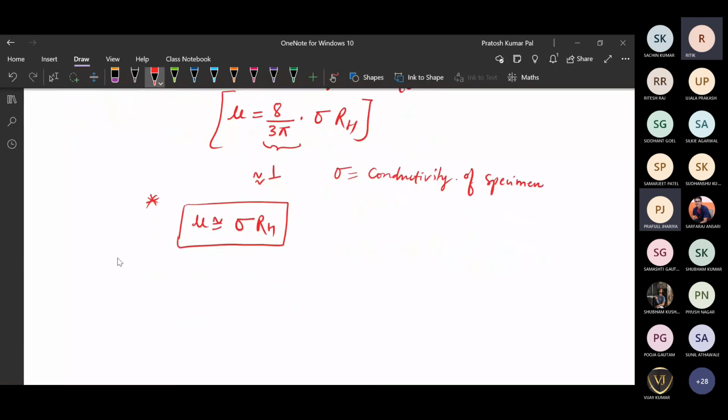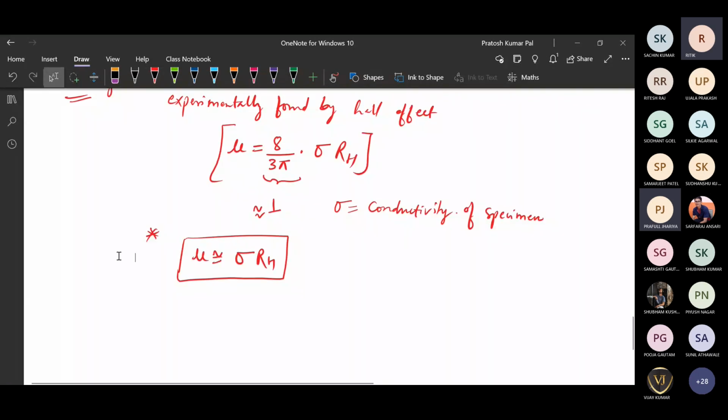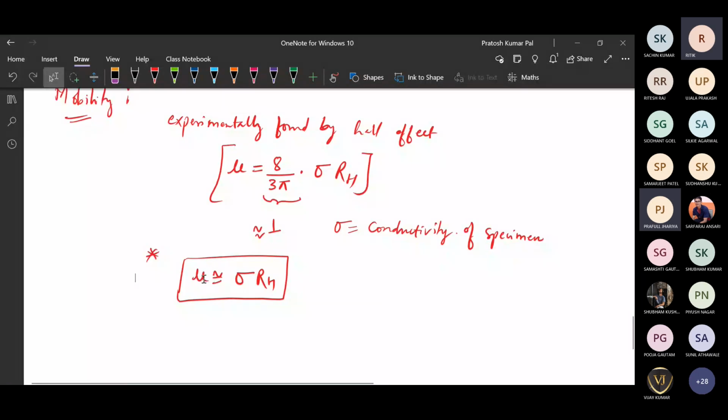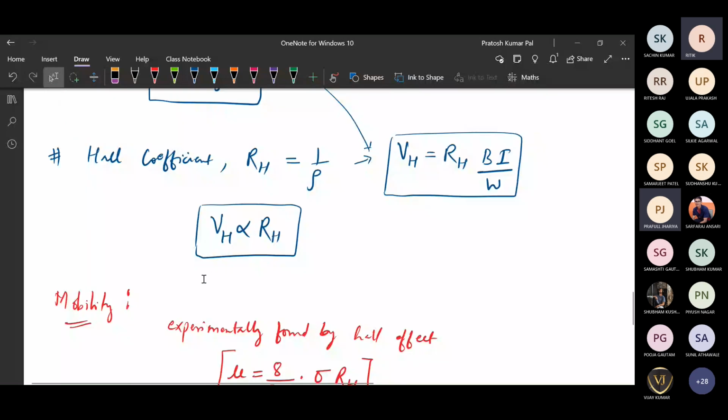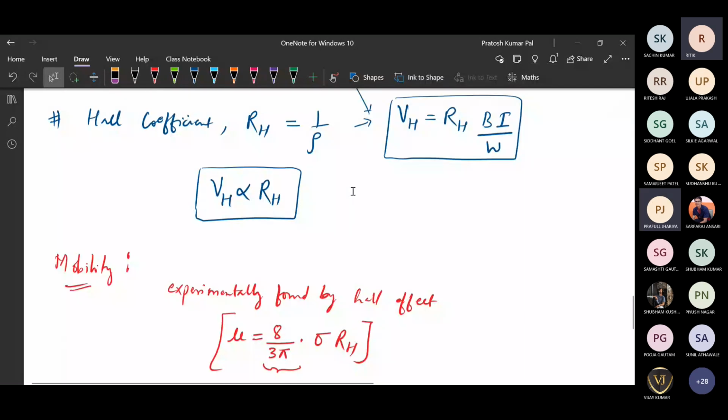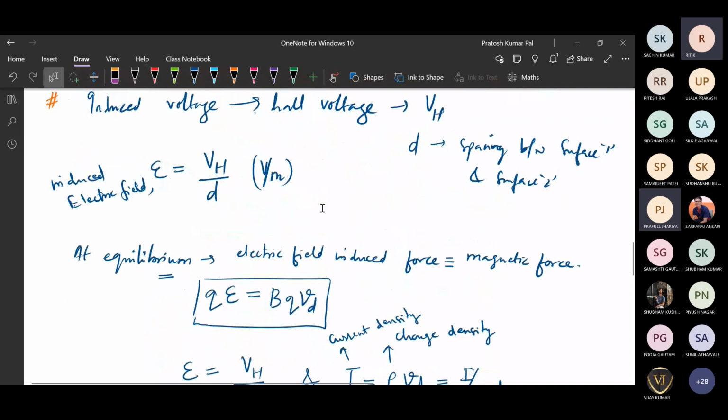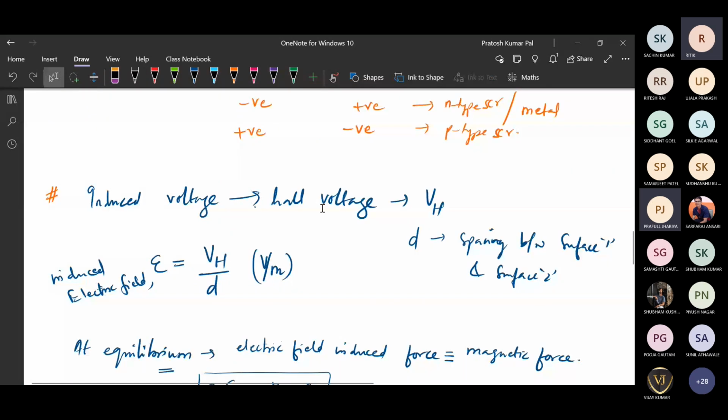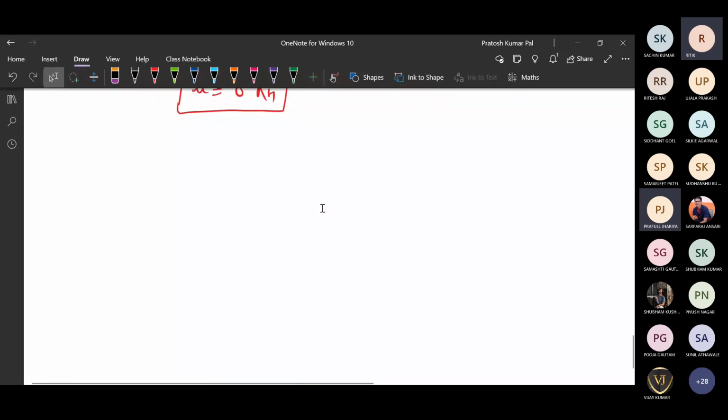Here we are able to find the mobility and the charge density rho. Charge density is nothing but the carrier concentration. So we can find the mobility, the carrier concentration, and the type of specimen, whether it is p type, n type or a metal. These are the different uses of the Hall effect.